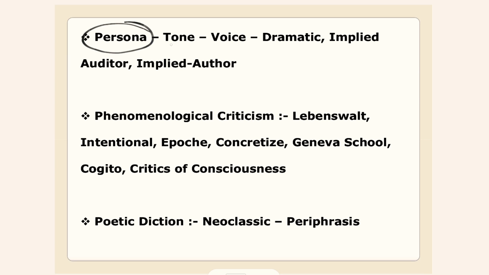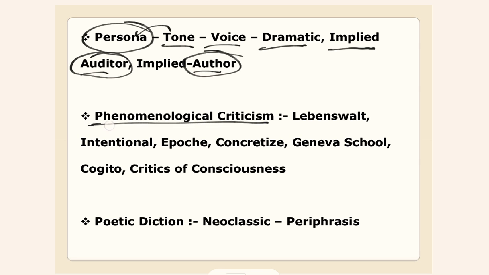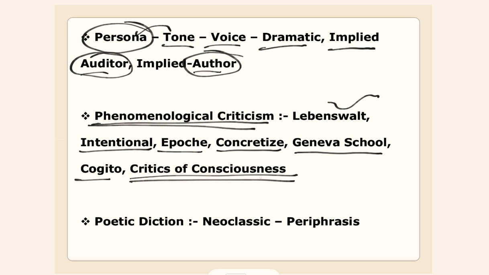Here, persona. In persona, we have tone, voice, dramatic, implied editor, implied author. Look at editor and author. Next, phenomenological criticism. Here, Lebenswelt, intentional, epoch, concretize, Geneva School, cogito, critics of consciousness. All these terms are associated with phenomenological criticism.